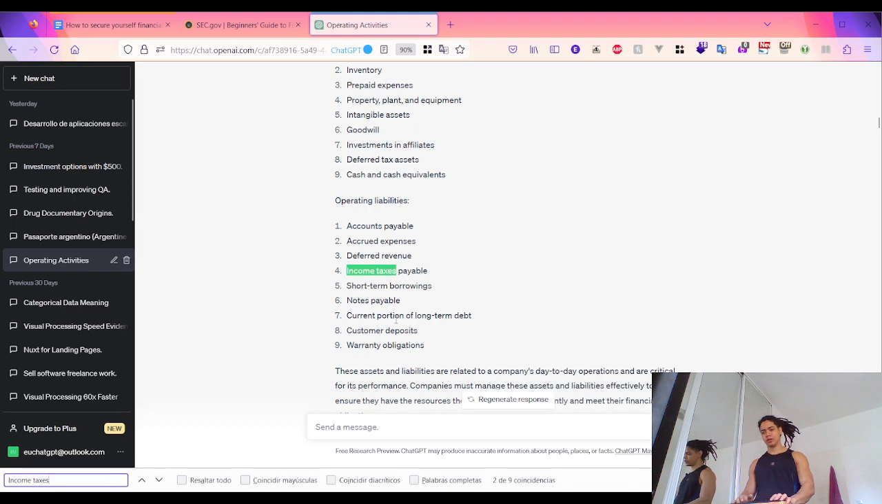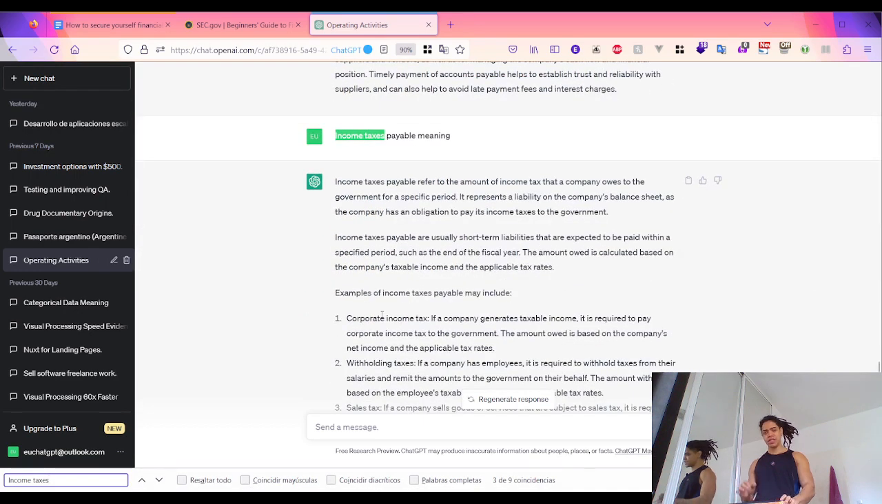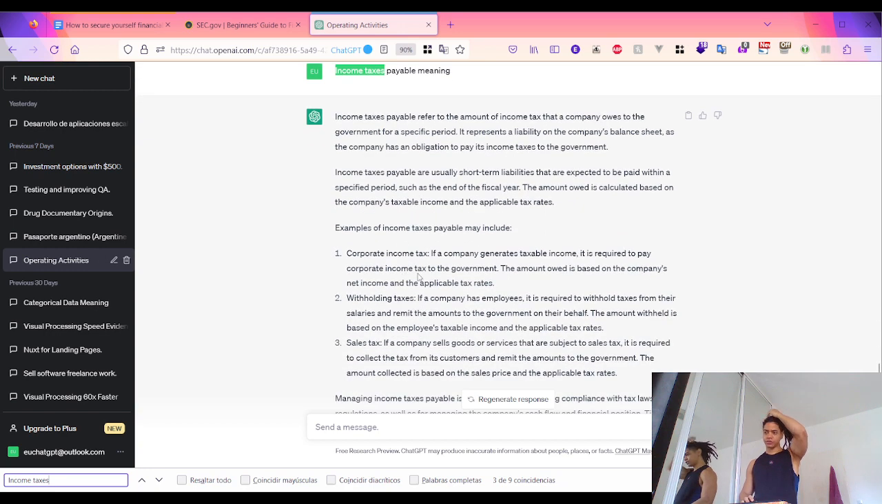And here, okay, this is calculated based on the company taxable income and the applicable tax rate. Examples of income taxes payable may include corporate income taxes, which is when a company generates taxable income, the government requires you to pay based on a tax rate.